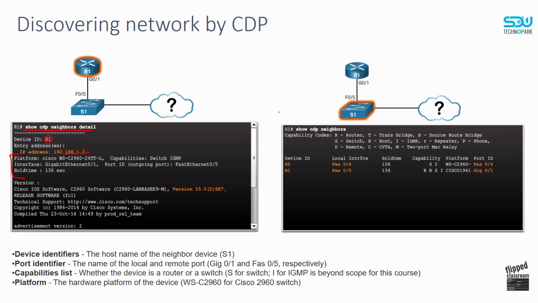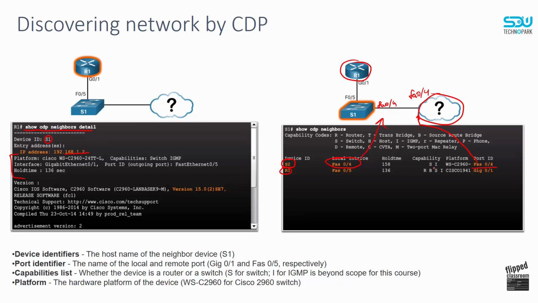If we take a look at switch 1's show cdp neighbors, we can understand that from one side we have router 1, which is listed here, and the question mark here means we have switch 2, which is connected through FastEthernet 0/4. So here we have FastEthernet 0/4, and from our side it is also FA 0/4. This is our port number, and this port belongs to the remote device.